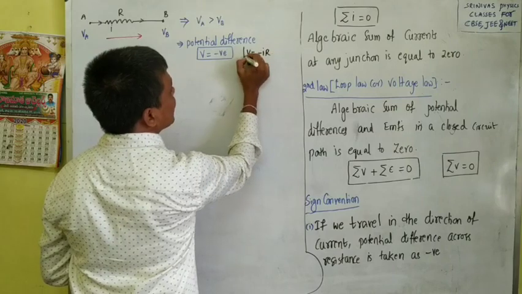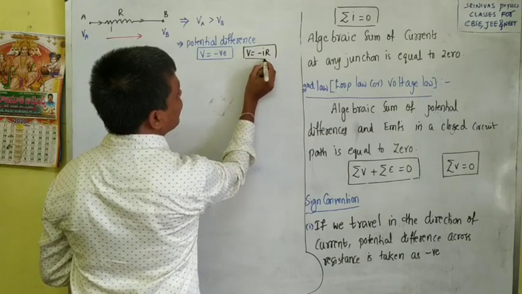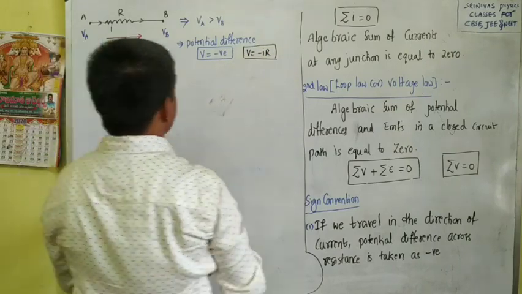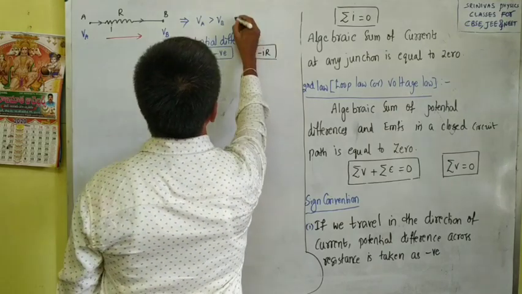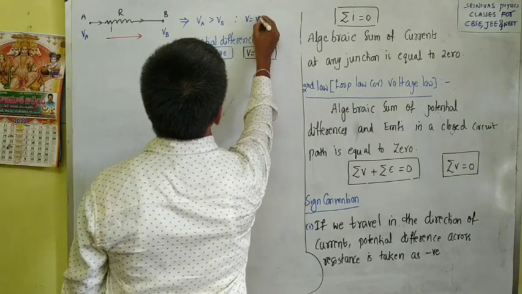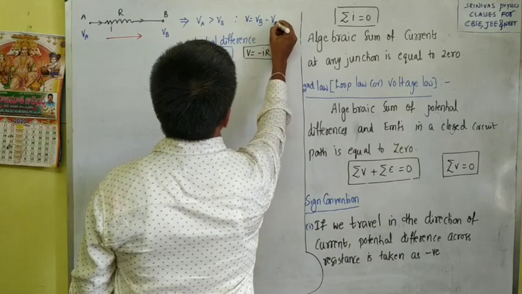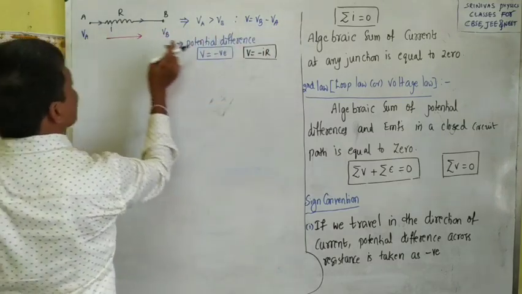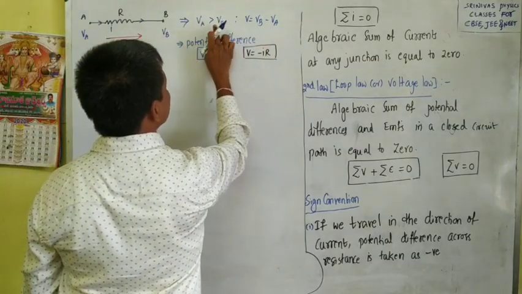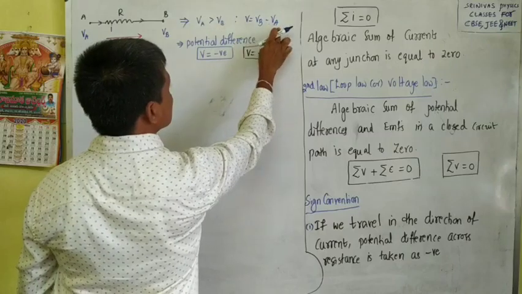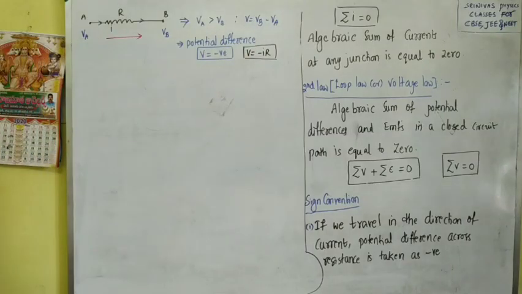Potential difference we have to take negative. Why do we have to take potential difference negative? The potential difference is nothing but V. Here the V is nothing but VB minus VA, right? Final potential minus initial potential. When you do VB minus VA, VB is less minus more, you will automatically get negative. You have to take negative. Okay, this is the first rule.